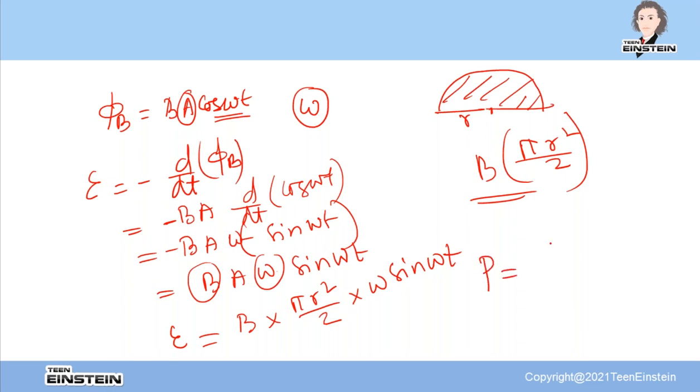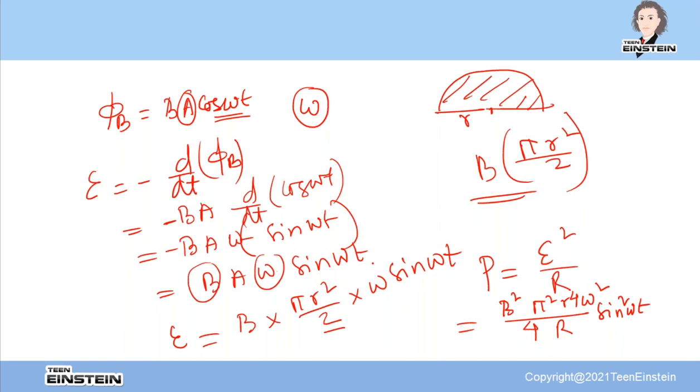So what I have seen, power was E square by R. Now if you square this out, you should be getting the result. So E square means B square, then pi square r to the power 4 by 4, into R, and this obviously has omega square, and this is sine square omega t.